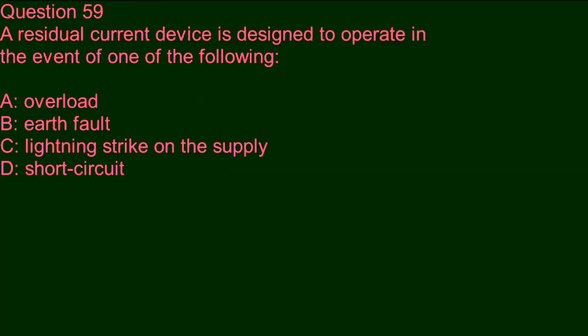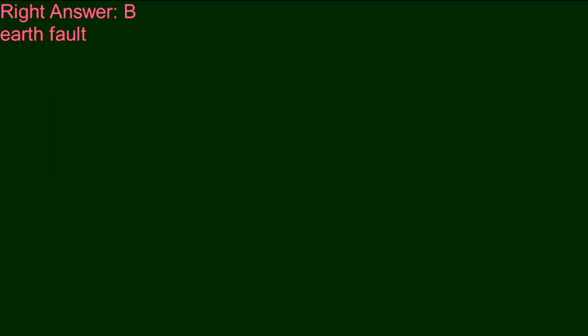Question 59. A residual current device is designed to operate in the event of one of the following. A. Overload. B. Earth fault. C. Lightning strike on the supply. D. Short circuit. Right answer, B. Earth fault.